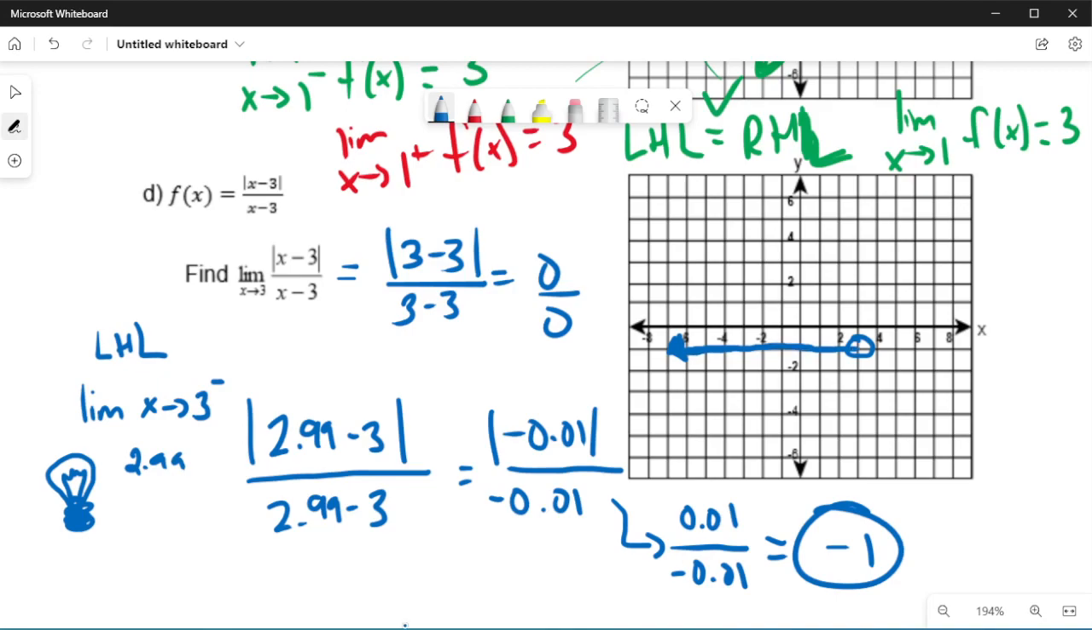If you're not convinced of this, try to sub in any other number you want. Sub in 0, and what happens? If you sub in 0, you get negative 3 over negative 3, but the top has to become positive. So you get positive 3 over negative 3, which gives you negative 1. Try subbing in negative 2. Negative 2 take away 3 on the top is negative 5. That becomes positive 5. The bottom is still negative 5, and once again you get negative 1. So no matter what we plug in on the left side, the value of this function is always negative 1.